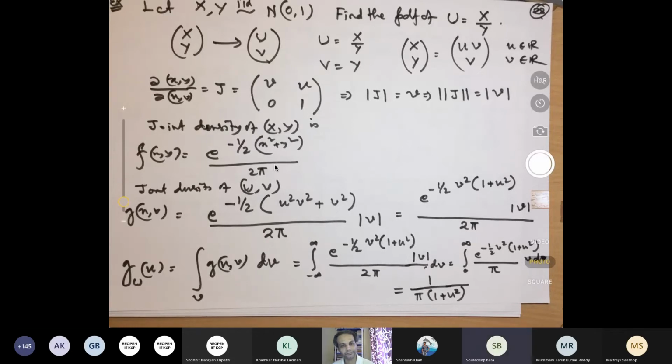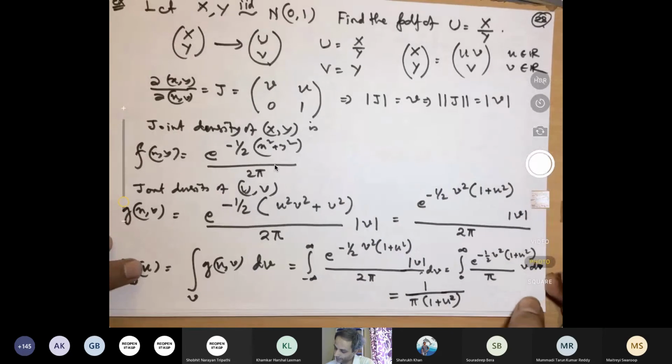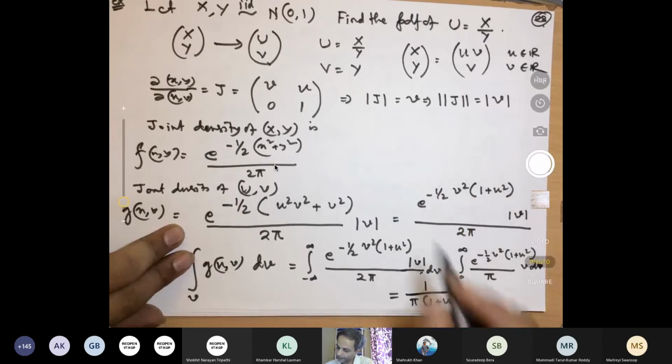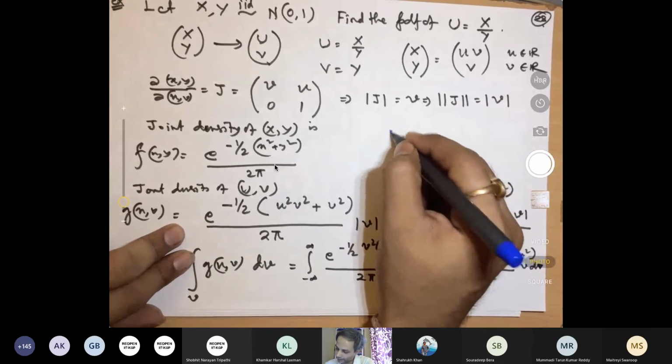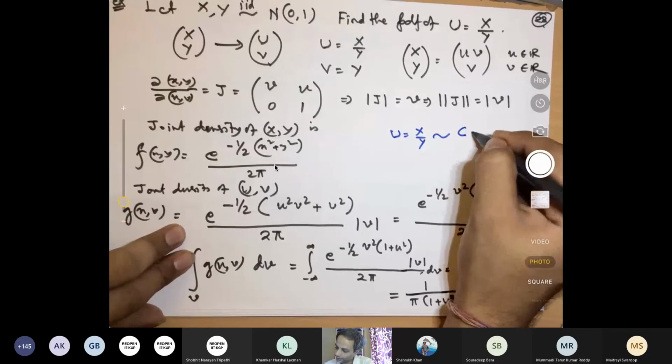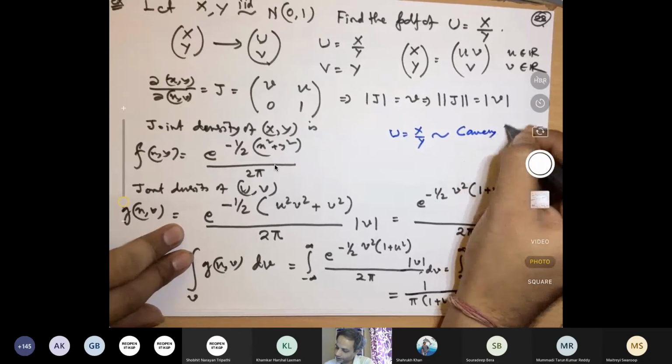So Cauchy. Cauchy, yes. So if you see where we have done Cauchy distribution, we have written this thing that u equals x upon y is following Cauchy 0, 1.